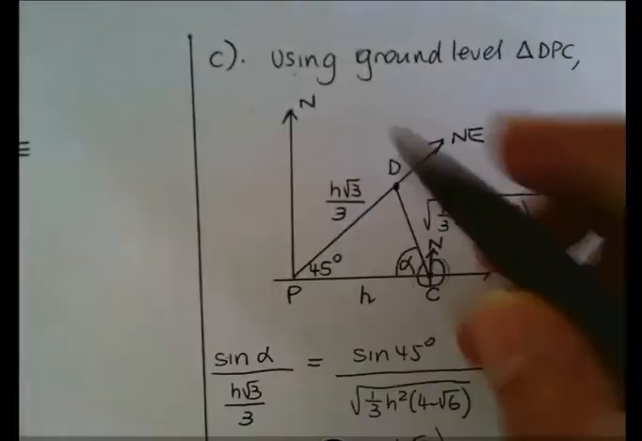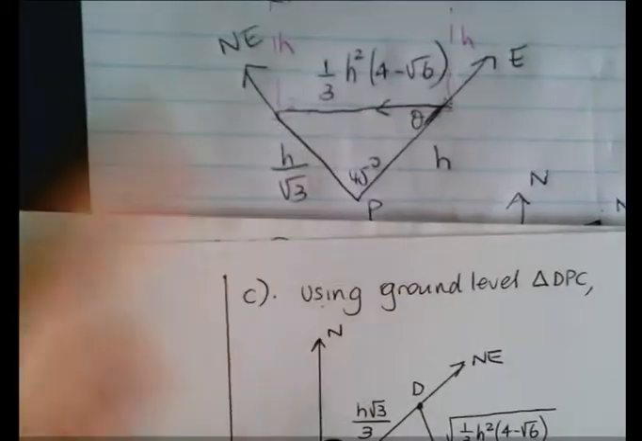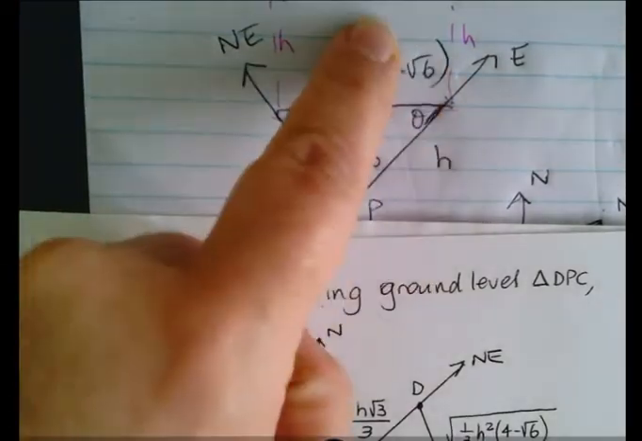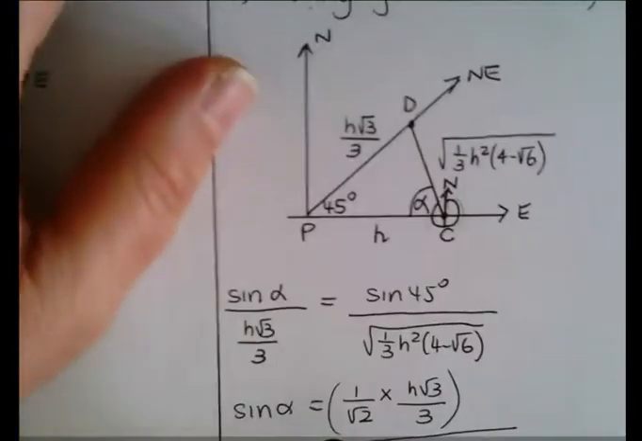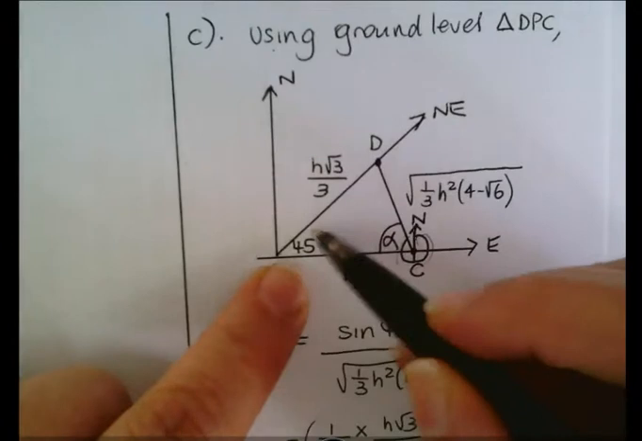Ground level diagram, nice and neatly. I know we have this there, but that is not showing it in the correct directions. That's northeast, that's east, that's a 45-degree angle. We know these measurements here, but I'm turning the whole thing around, and I'm drawing proper north, proper east, proper northeast there. 45 degrees, I know that.